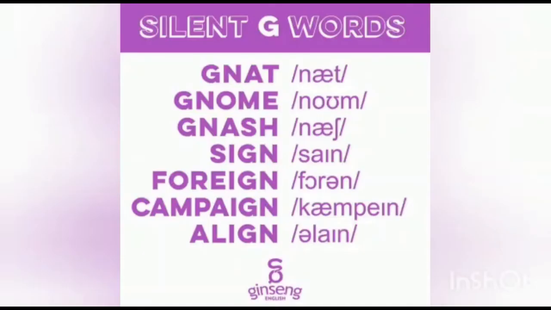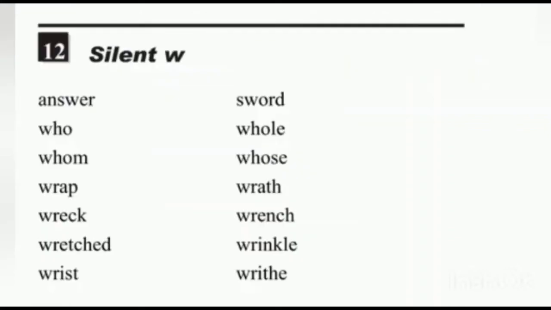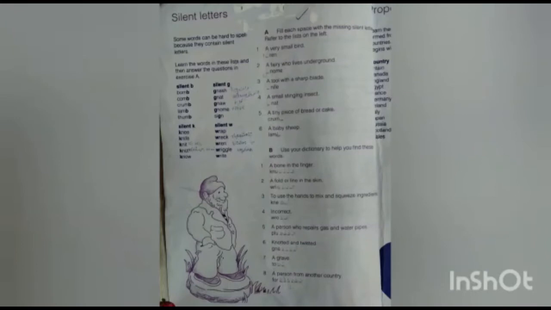If G is silent, so how can we pronounce these words? Gnat, gnome, gnash, sign, foreign, etc. If K is silent, so how do we pronounce knee, kneel, knelt, know, knew, known, knowledge, etc. Silent W: answer, who, wrap, whole, wreck, wrist, whose, wrath, and etc. This is the page of your book, page number 26.